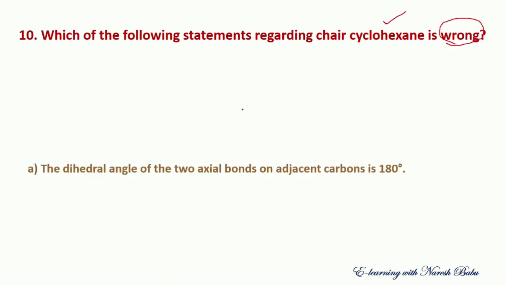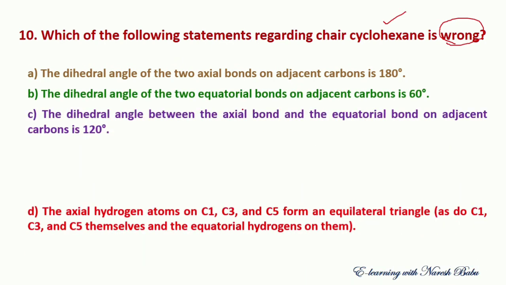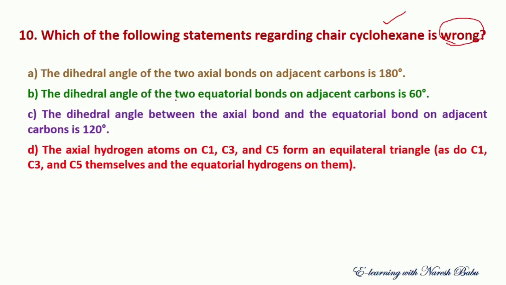So which statement is wrong related to the cyclohexane? The given options are: the dihedral angle of two axial bonds at adjacent carbon atoms is 180. Yes, it is correct. And the dihedral angle of two equatorial bonds on adjacent carbons is 60. It is also correct. And the dihedral angle between the axial bond and the equatorial bond on adjacent carbons is not 120, it is 60. So this statement is wrong.